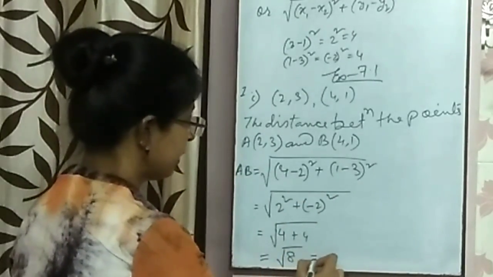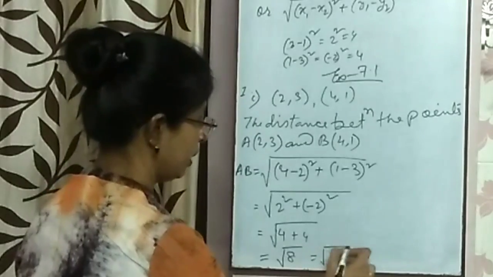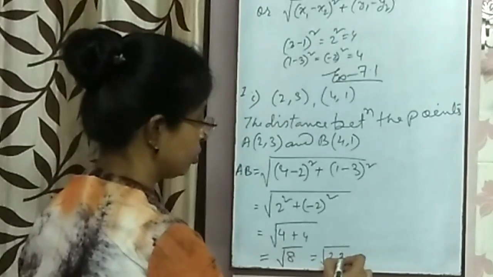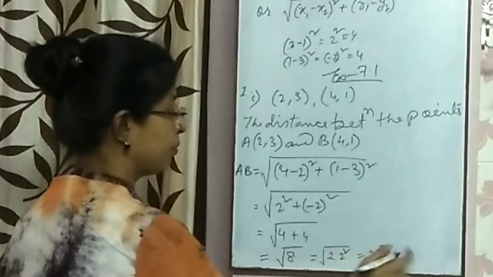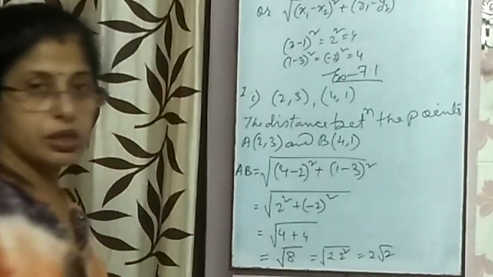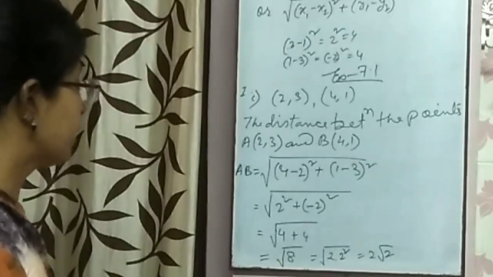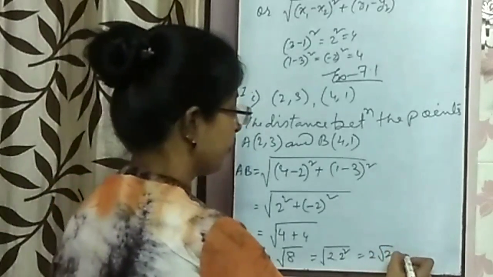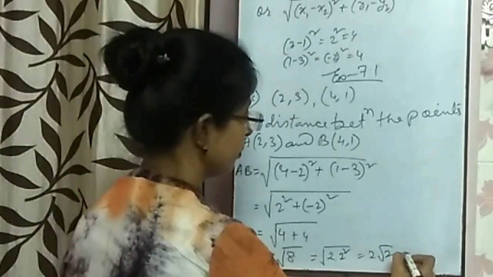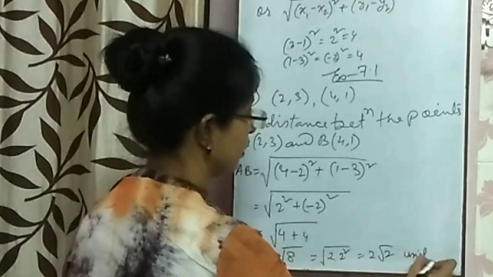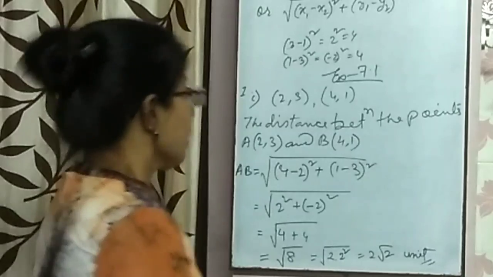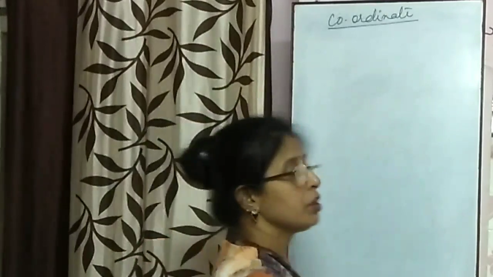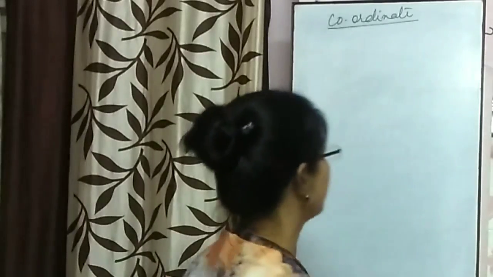Now you can't leave it as it is. 8 is what? 2 into 2 square, so 2 will come out. AB means this much unit. When the unit is not mentioned, we can say unit, or unit means any unit may be placed over there. The general formula you came to know is the square root of x2 minus x1 whole square plus y2 minus y1 whole square.